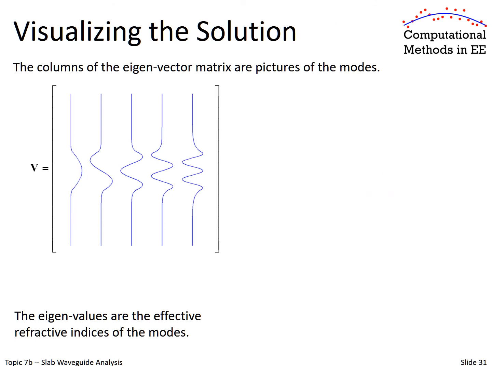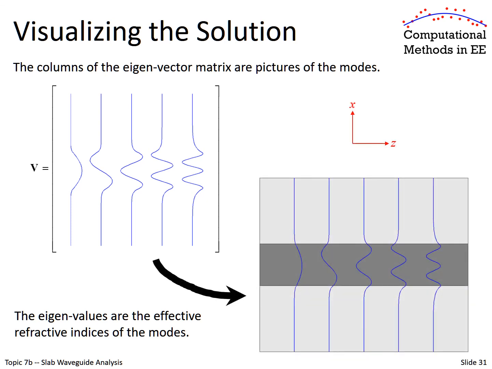I guess in my mind, I am picturing the eigenvector matrix a little bit more like this. And so I think this more clearly conveys that the columns really are showing pictures of the modes. And so if we were to overlay that on top of our original slab waveguide, it's even more obvious that we're looking at the modes of the waveguide. So that's really it for interpreting the solution. The next thing for us to talk about is implementing this analysis from beginning to end in MATLAB.